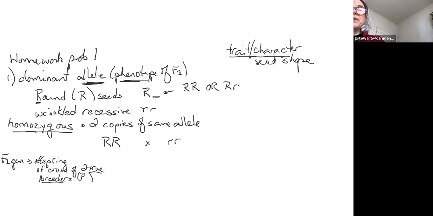So we need to know the phenotypes of the offspring, and that means what they look like. That's usually not very scientific to say, what does that look like? We use the word, what is the appearance? What is the phenotype? So what do these offspring look like? And what is their genotype? The genotype, remember, is the alleles that are present.